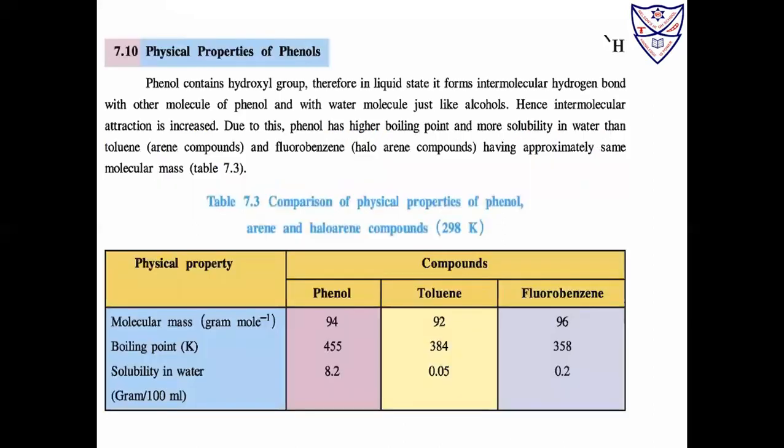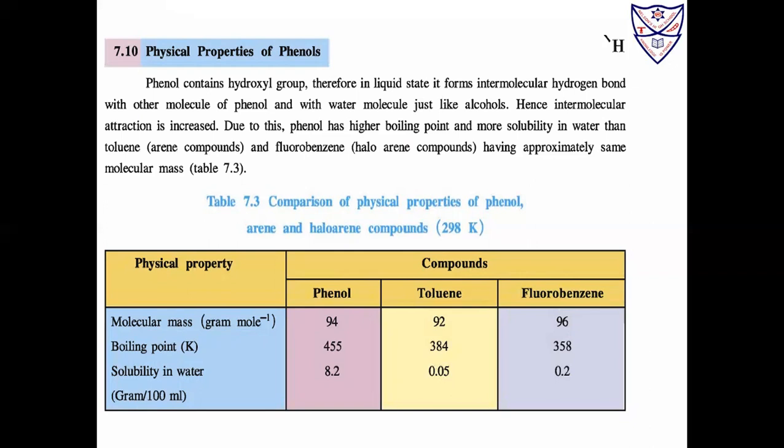Physical properties of phenol: phenol contains a hydroxyl group. Therefore, in the liquid state, it forms intermolecular hydrogen bonds with other phenol molecules and with water molecules, just like an alcohol. Hence, intermolecular attraction is increased. Due to this, phenol has a higher boiling point and more solubility in water than toluene, the arene compound, and fluorobenzene, the haloarene compound, which have approximately the same molecular mass.